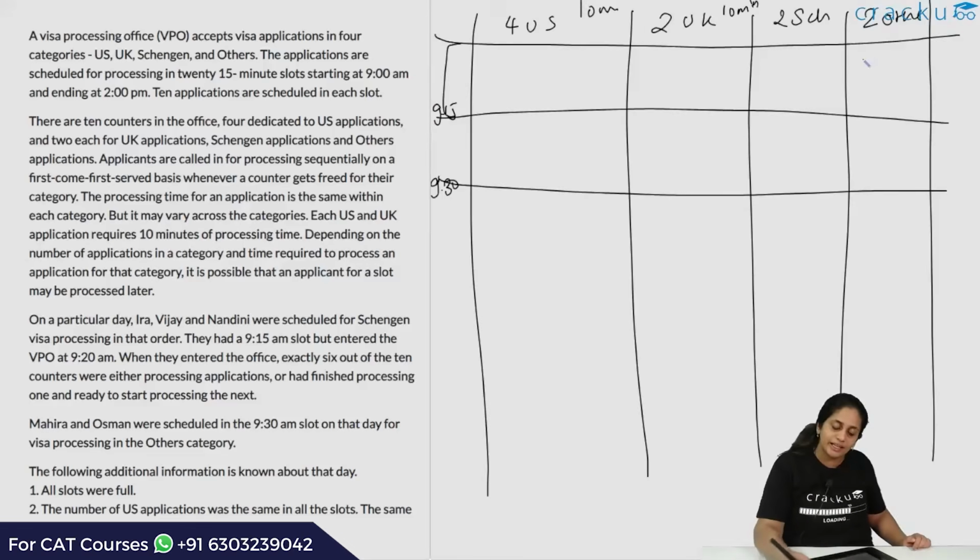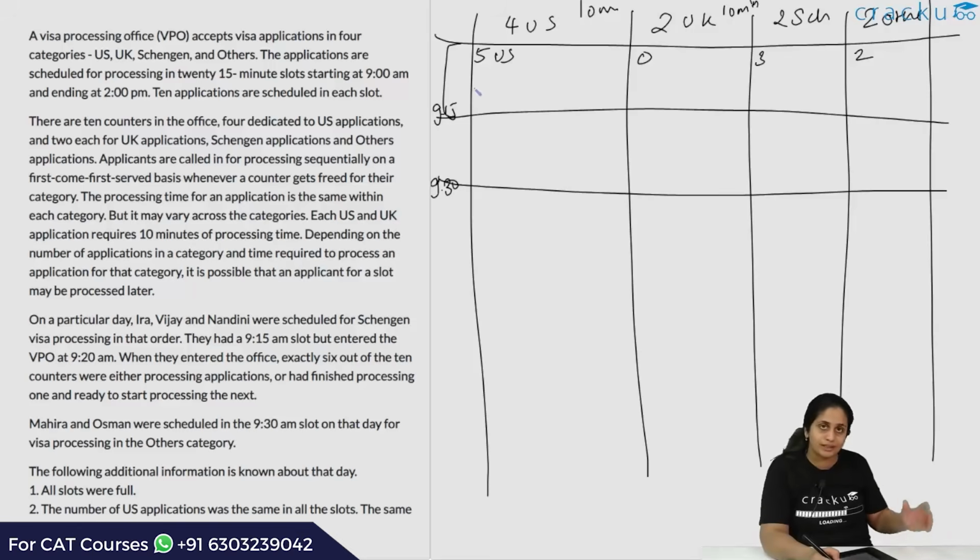So essentially in each slot, I have to put in 5 US applications, 0 UK applications, 3 Schengen applications, and 2 others applications. This is per slot. The US applications take 10 minutes per slot. Since there are 4 counters, the first guy will work for 10 minutes, the other guy for 10 minutes, the third guy for 10 minutes, the fourth guy for 10 minutes, and the 5th guy will have to wait for the first counter to finish, and then after the first counter is finished, he is going to start the 5th guy's application.